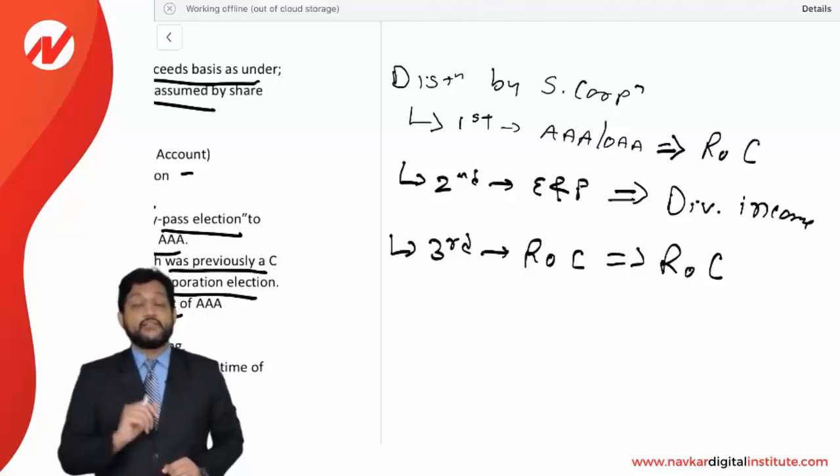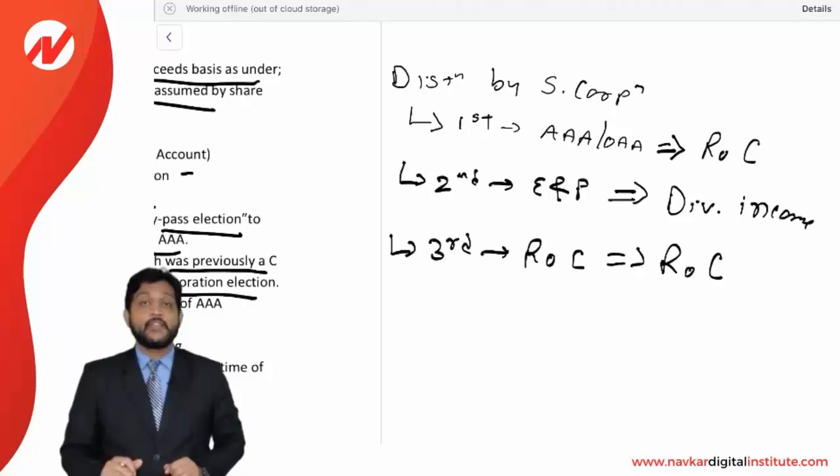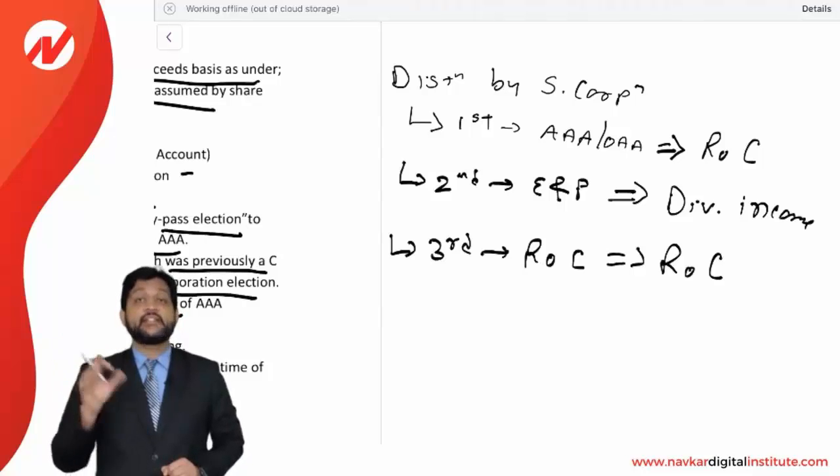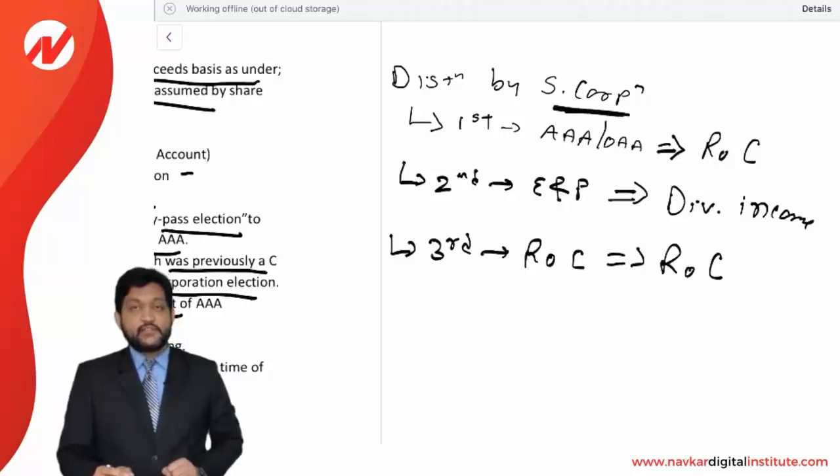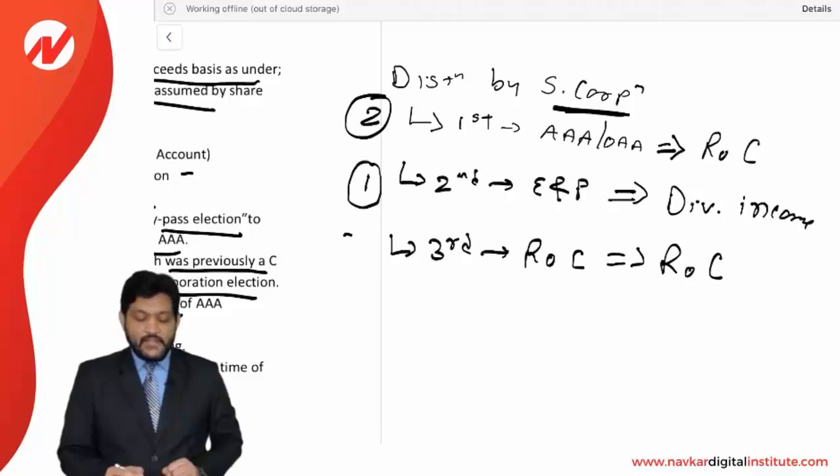So the shareholder will have to treat it like this. If he is getting a distribution from AAA, that is a return of capital, he will reduce the basis. If the distribution is from earning and profit, he will treat it as a dividend income, and the remaining distribution will again be treated as a return of capital. Okay, but the corporation has a choice to change this order. They can treat first from earning and profit, then from AAA, and then return of capital. That is also given, but there is a bypass election. If they make it, then only this change will happen. Otherwise, the default rule is this one: first AAA, then ENP, then ROC.